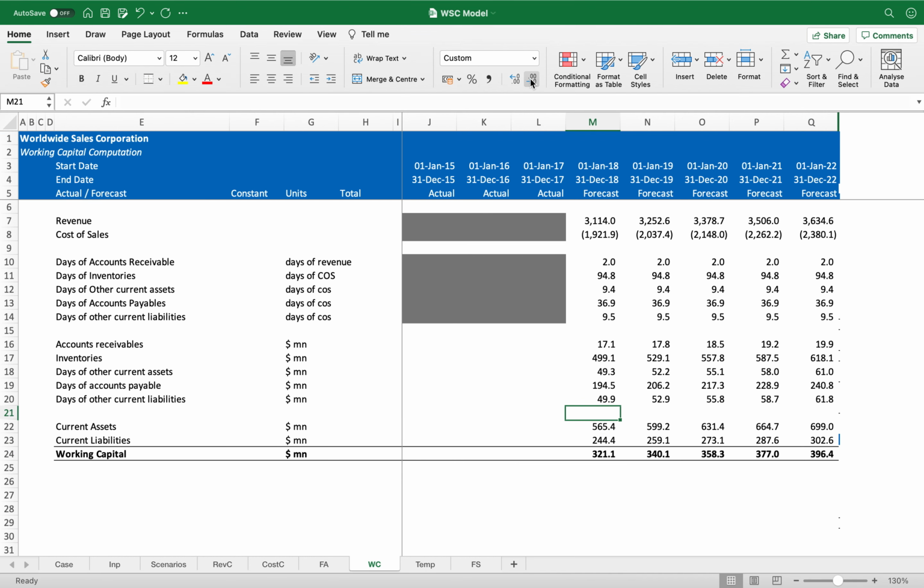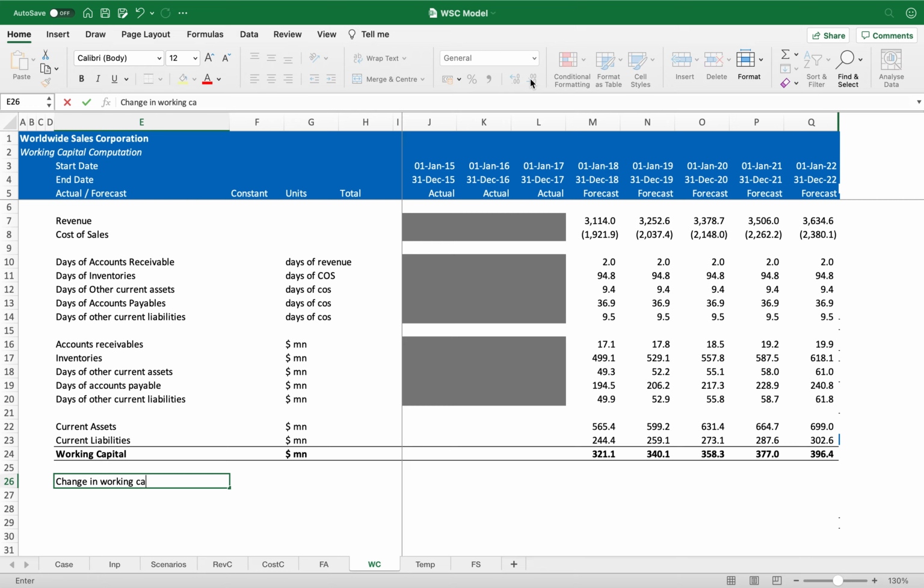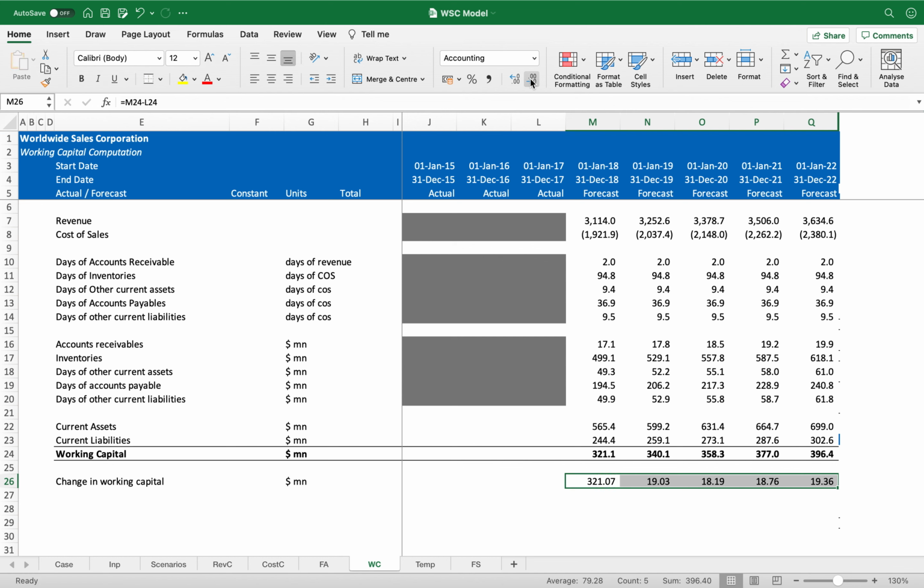Here we go. Now I need change in working capital. How will I do change in working capital? It's very simple. Current year minus previous year. But for this 2018 to give me a correct answer, I need the numbers for 2017 as well. Then only I'll get the change.